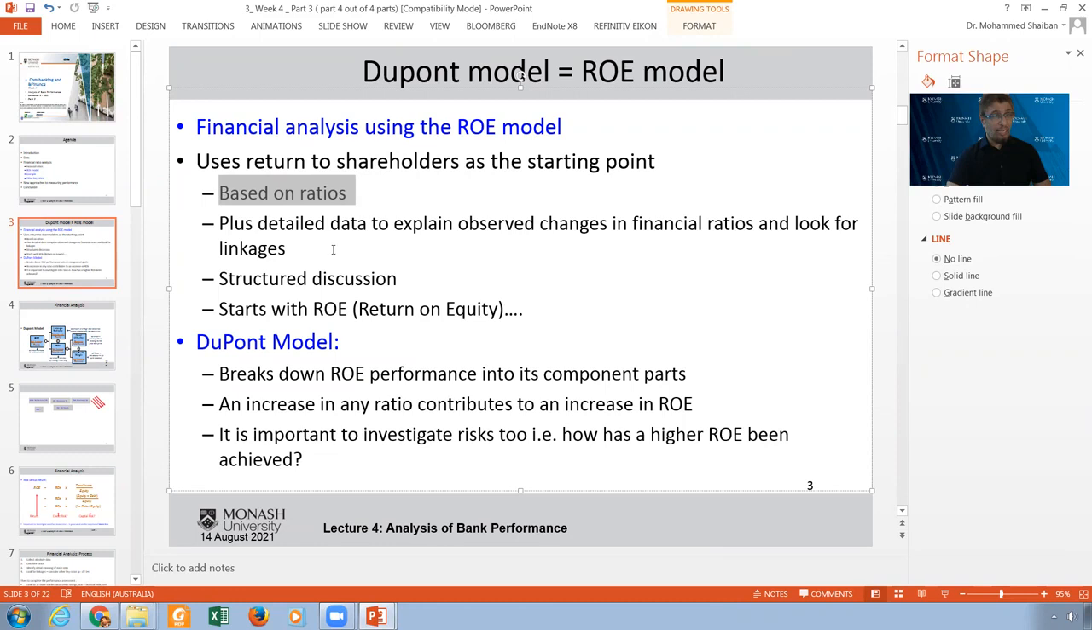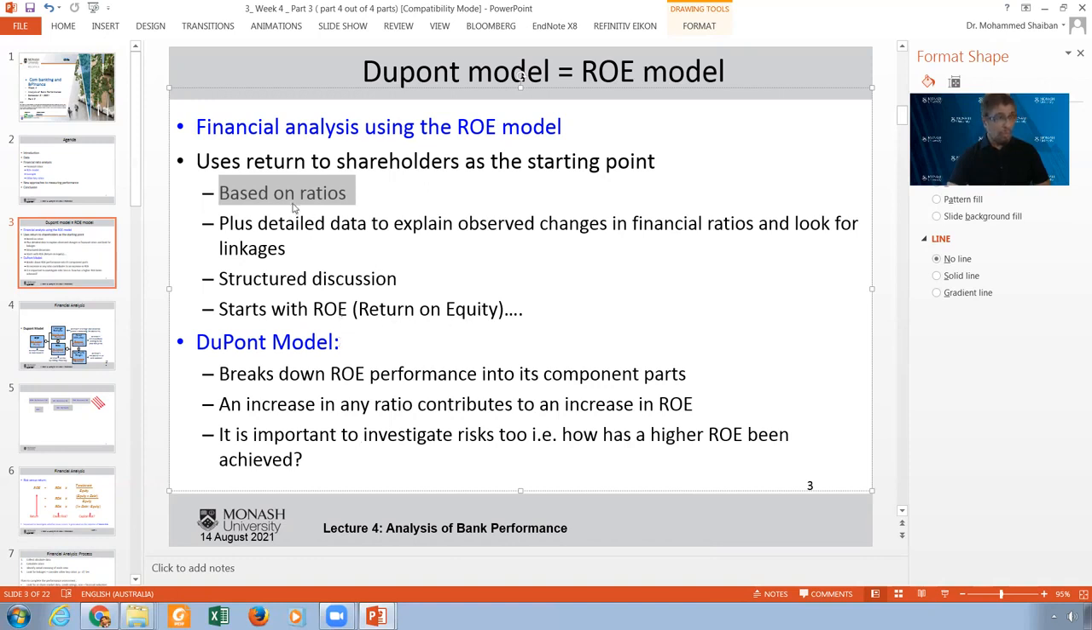It brings in detailed data to explain observed changes in financial ratios and look for linkages. It builds a very structured discussion when you look at the whole process. It's not like the categories which we had before, which is one of the problems with financial ratios. Every group of ratios is on a separate island, and you cannot connect the dots of all those. So you will start with the ROE, return on equity.